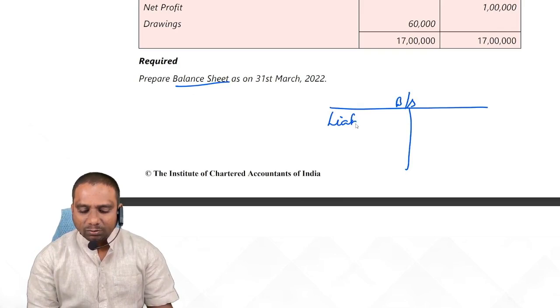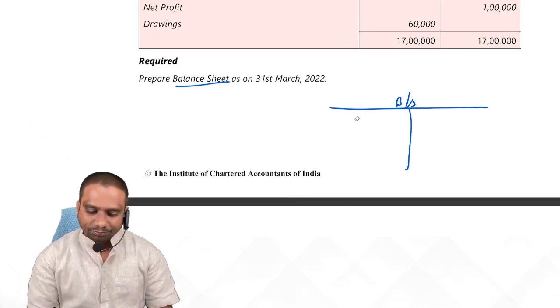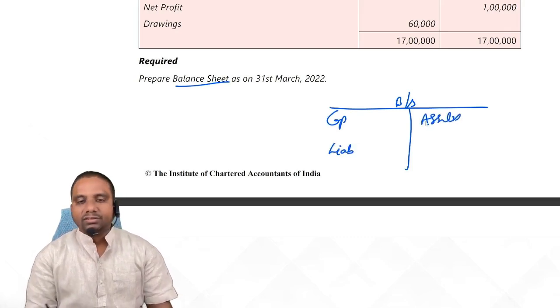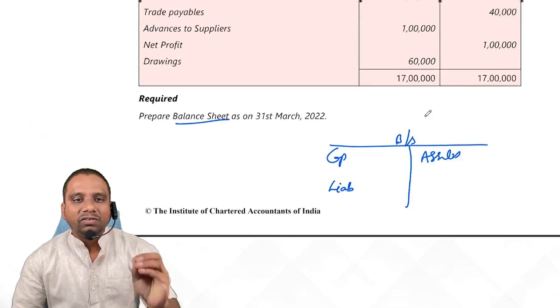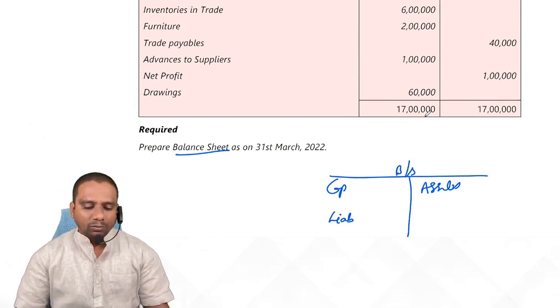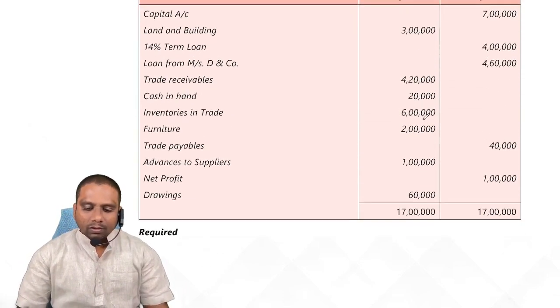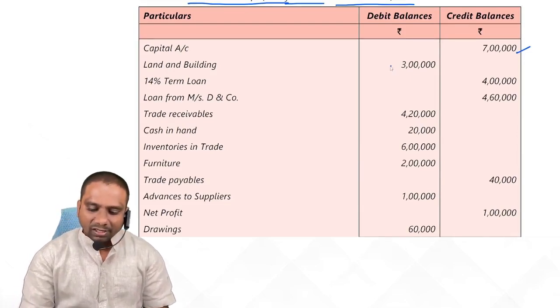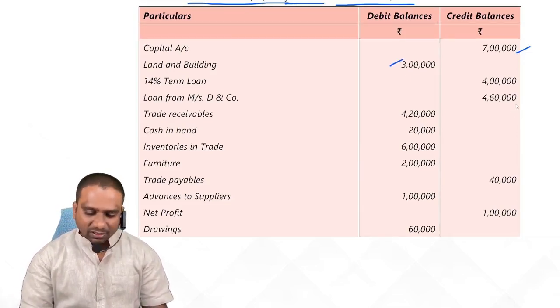Here we write liabilities. Capital, outside liabilities, assets. If the particular item given in the trial balance is an asset, write it down on the asset side. If the particular item is an outside liability, write it down on the liability side. Look at, students. Capital, liability side. Land and building, asset, debit, asset side. 14% term loan, liability side.